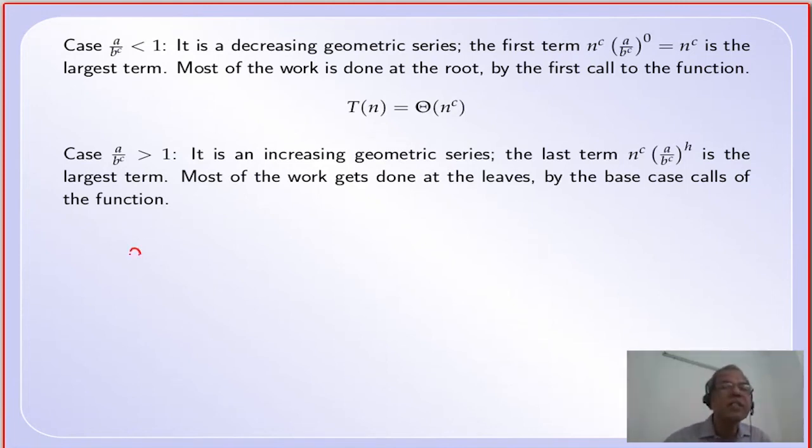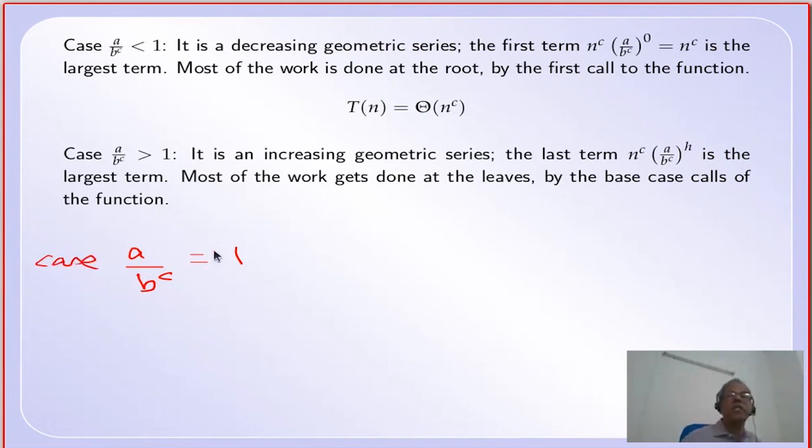Then the other case is a by b power c equal to 1. So here the work is equally divided among all the subcontractors. In the first case, the contractor does most of the work. In the second, the leaf level subcontractors do most of the work. Nice way to think about it.